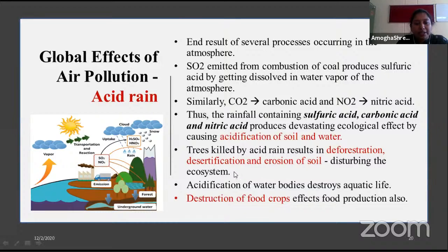And even trees will be killed because of acid rain, and that results in deforestation, desertification, or erosion of soil, and this disrupts the ecosystem. And aquatic life is destroyed because of acidification of water. Even food production will be reduced, due to destruction of food crops.